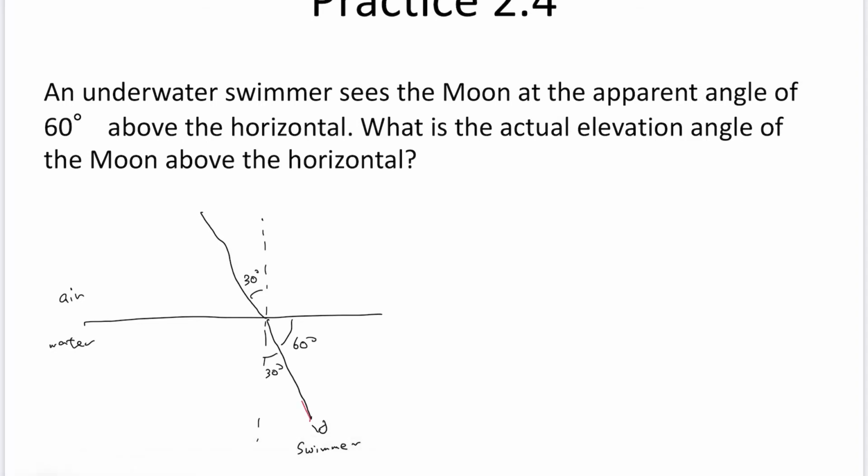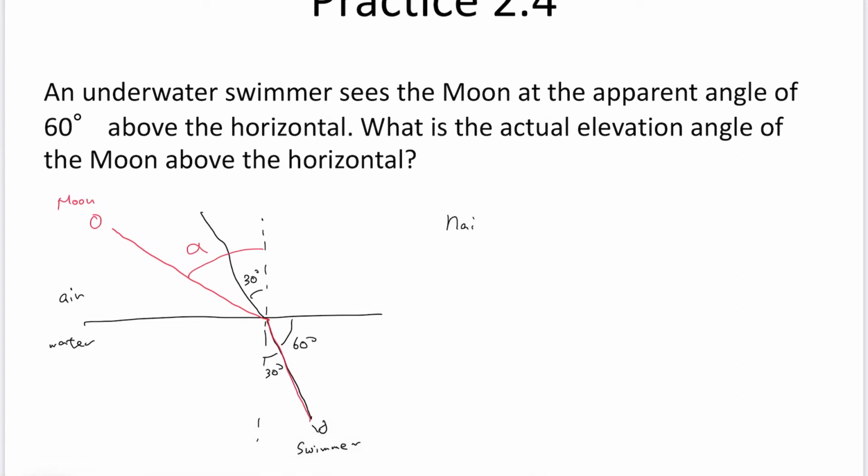The apparent path is for the swimmer under the water, the path is here, but the actual path is coming from this region. This is the moon, the position of the moon. And I would like to find out this angle, alpha. Then we can use Snell's law.